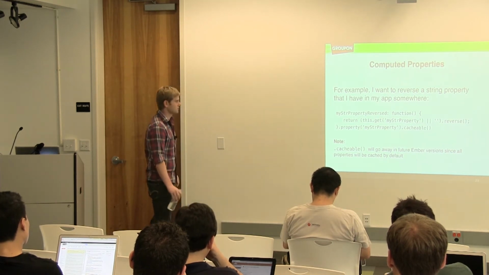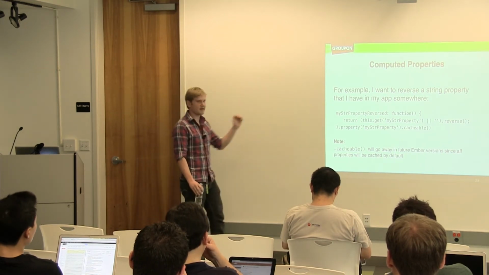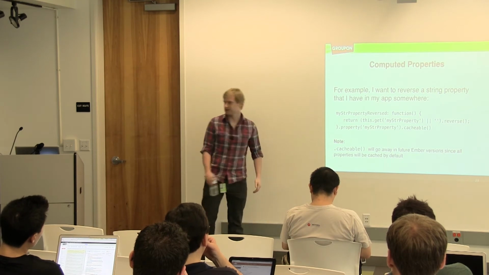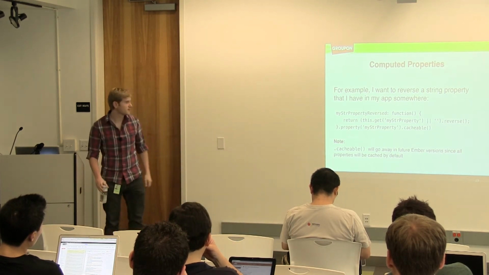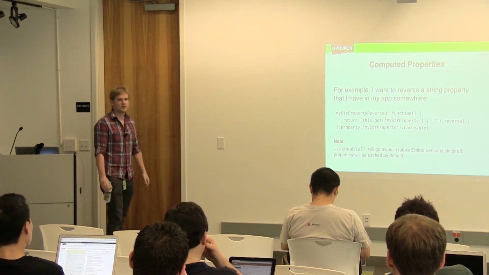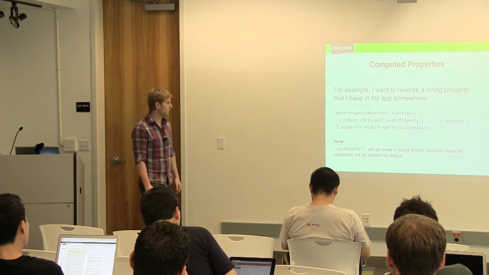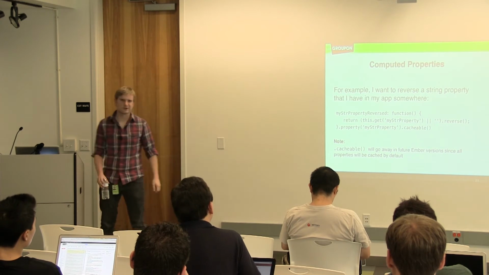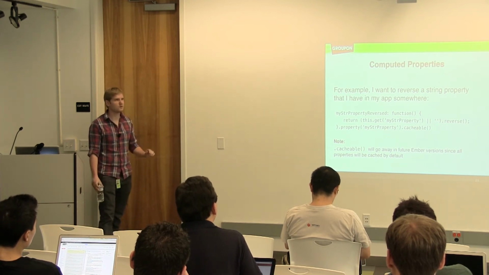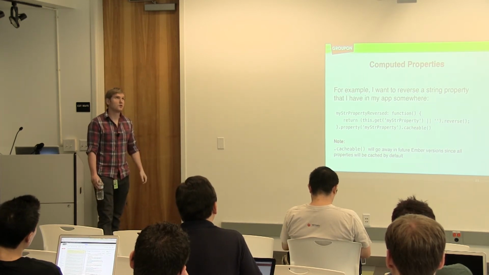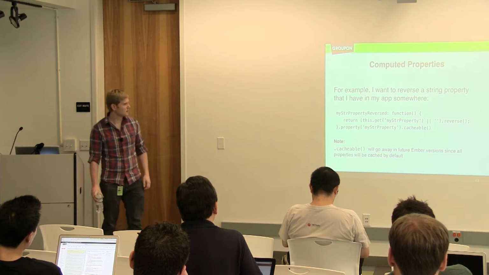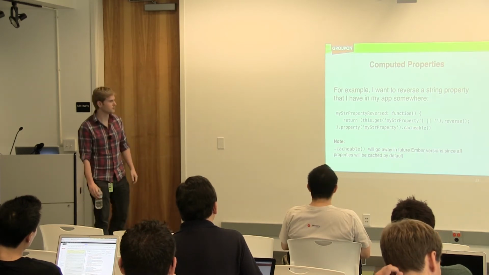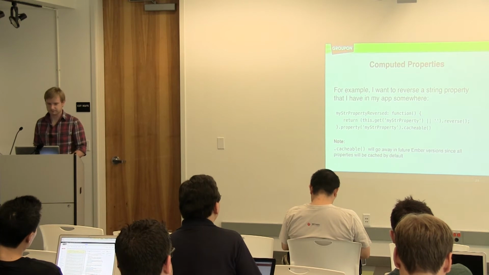So using caching, or property invalidation and caching, is very nice. If you have something that is very expensive to run, you can just run it once and be done with it. One note is that cacheable is actually going to go away in future versions of Ember. You need it now if you're using 0.9.8, I think, but it's going to go away in 1.0, which is happening soon.